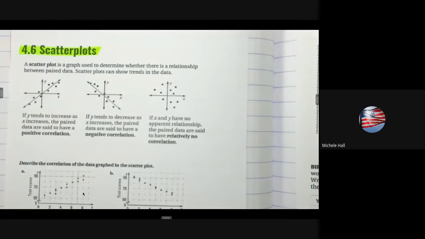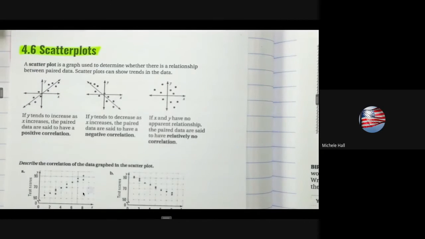4.6, Scatterplots. A scatterplot is a graph used to determine whether there is a relationship between paired data. Scatterplots can show trends in the data. The first trend would be a positive correlation if the dots are closely related and going up.